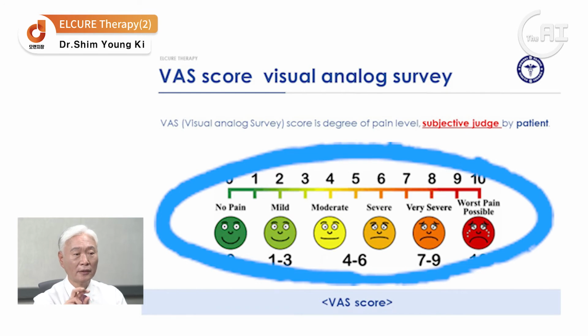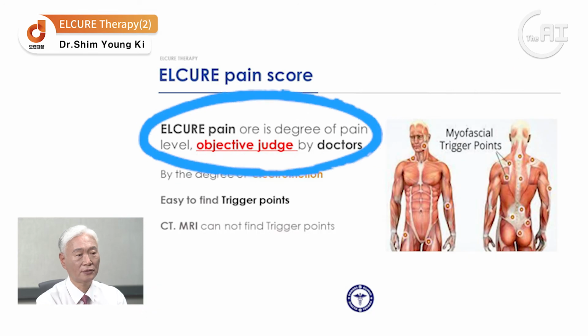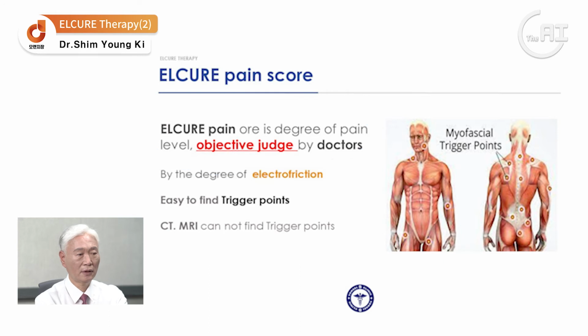Doctors evaluate the patient's pain level by subjective judgment. But with ELCURE, the pain cure is by the doctors, so the pain feeling doesn't matter. Then we can feel the friction power, and this is 90, this is 70, this is 50. A very objective judgment is possible.